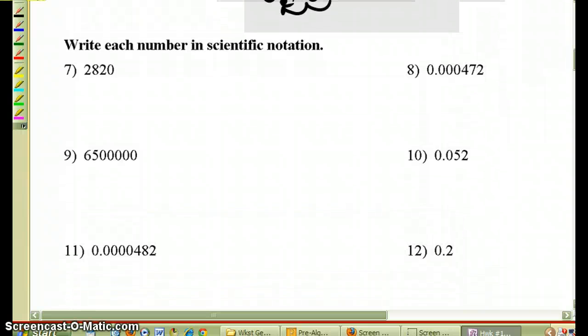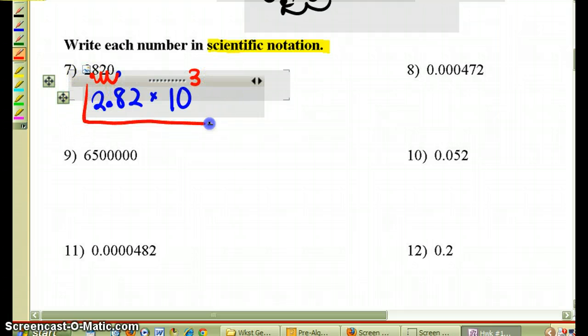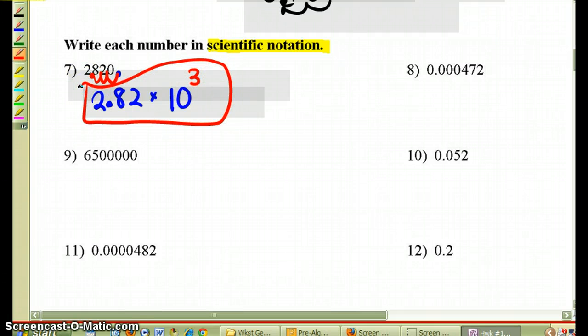Okay, number 7, I'm going to write each number in scientific notation. Okay, so I know that I'm going to take this number 2,820, drop the 0 and write 2.82 because the decimal should go in between the first and second number. I'm going to multiply that by 10. I'm going to find the exponent. I know there's a decimal behind the 0 in 2,820. I had placed the decimal here between the 2 and the 8, so I'm going to count how far they are apart. 1 space, 2 spaces, 3 spaces. So I'm going to write 3, and it happens to be a positive 3 because 2,820 is a number greater than 1.